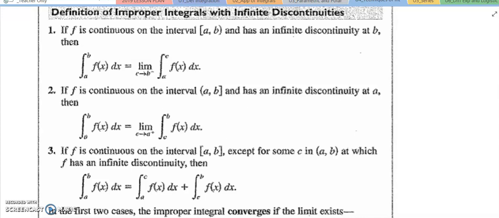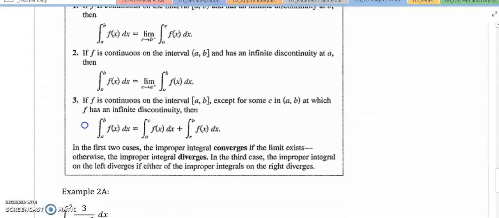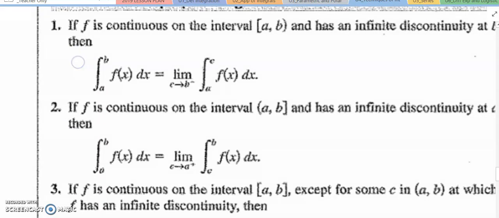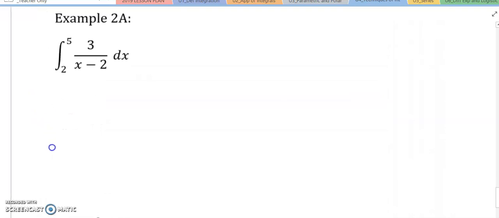I'm going to do an example where one of the endpoints is a discontinuity, and then I'm going to do one where we have it in the middle of the interval. Okay, so there's the notation that we're going to use for this. Notice we're going to substitute it out, and the key here is we're actually going to use a one-sided limit for this. So let's take a look at our first example for this second type.